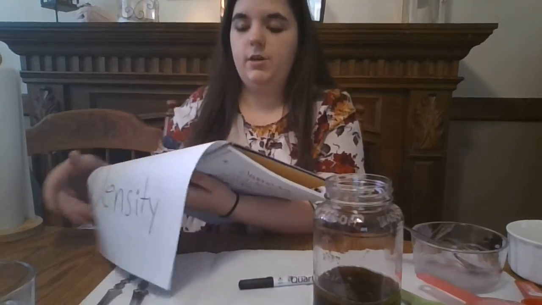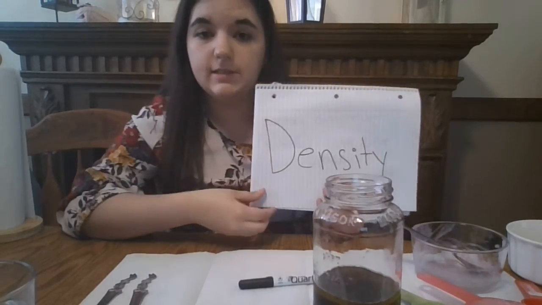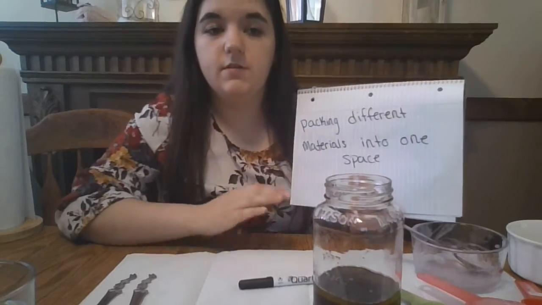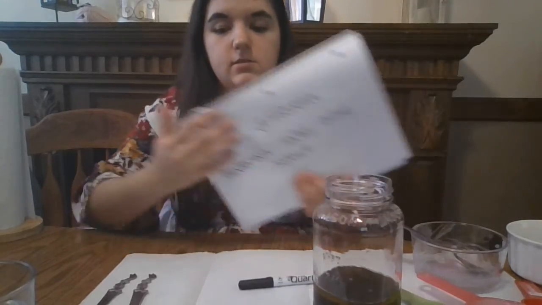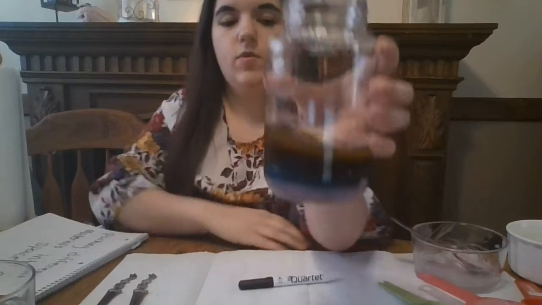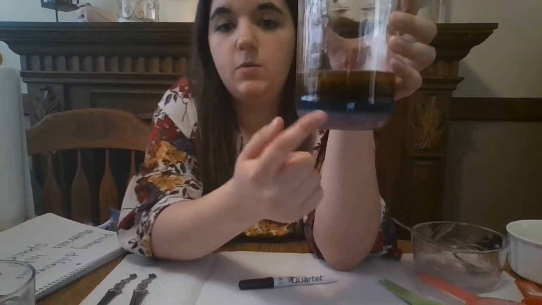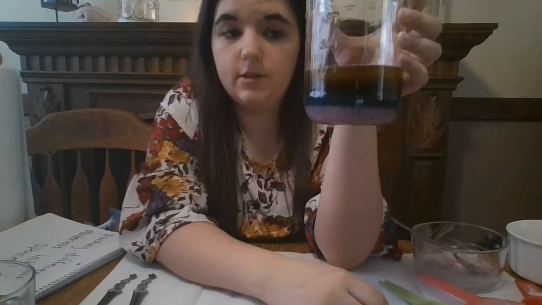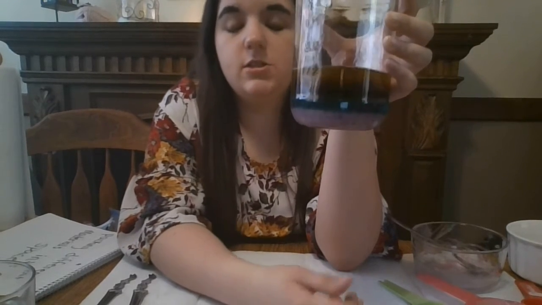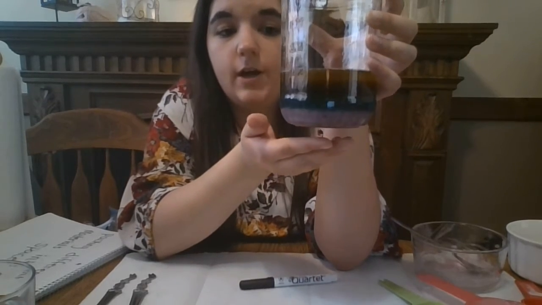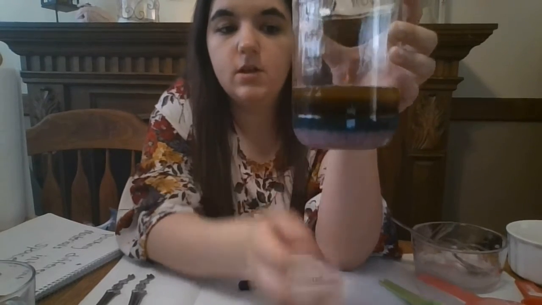Let's refer back to our notes. So we talked about density. And density is the mixing of different materials into one space. So if you think about it, we mixed all these materials into this one space to see which ones were more dense and less dense than the other. If we wanted to, we could do some calculations to figure out mass divided by volume to figure out how density is measured.